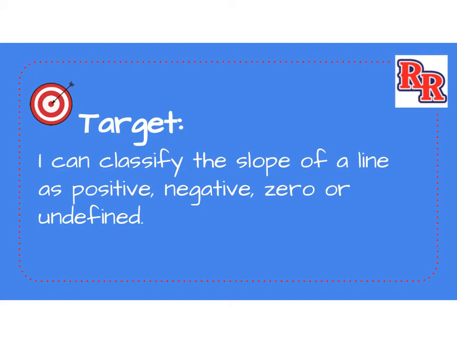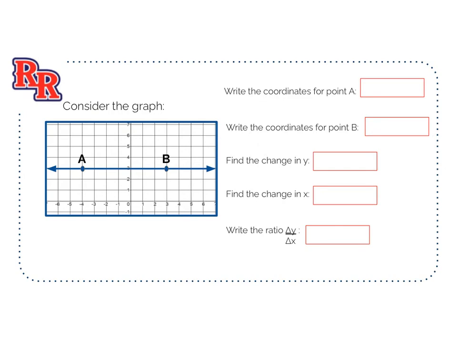Today we're going to talk about the different kinds of slope that you can have. Our target is that I can classify the slope of a line as positive, negative, zero, or undefined. And we're going to do that with graph lines and with tables as well. Okay, so look at this graph. If we were together, I would ask you, what do you notice? But we're not. So I picked some things for you to maybe notice.